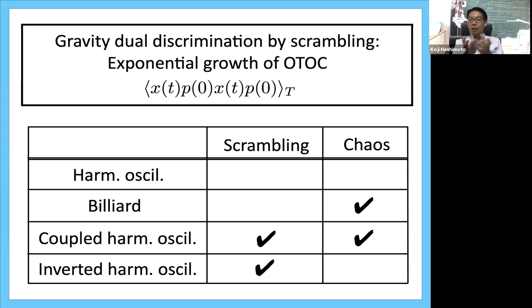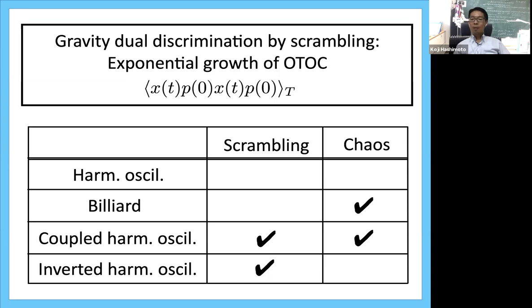But to understand AdS/CFT better, we should answer the opposite question, the inverse question. So once you're given some quantum mechanics, can you tell whether it has a gravity dual or not? And I think this OTOC is one of the best tools to actually distinguish or discriminate whether you can have some gravity dual allowed or not.